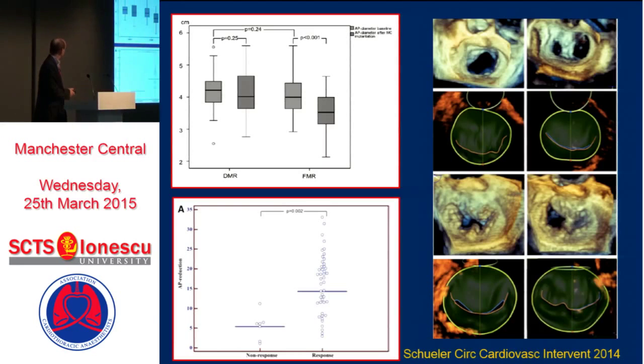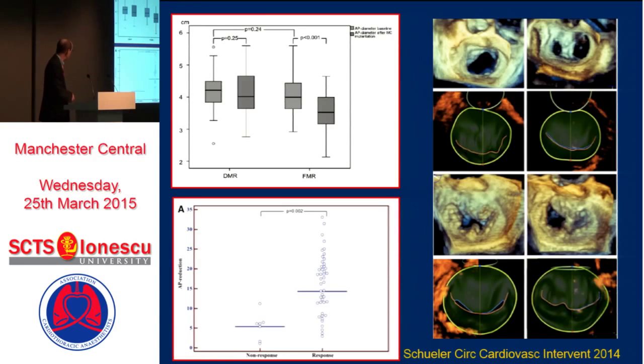So, briefly, on this panel here, this is annular size in patients with degenerative mitral regurgitation, pre and post MitraClip, and annular size in patients with functional mitral regurgitation, pre and post MitraClip. And what you see is in patients with functional mitral regurgitation, after a clip, which is only clipping the tips of the leaflets, or close to the tips of the leaflets, remember, you get a reduction in annular size. The annulus is plastic in these individuals.